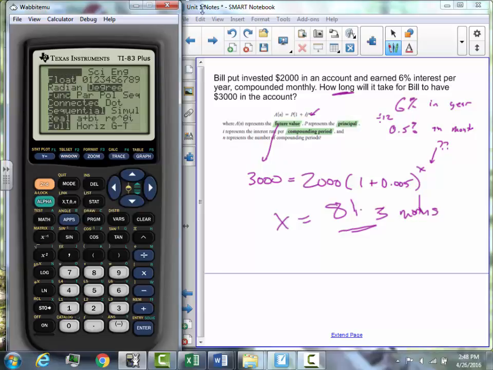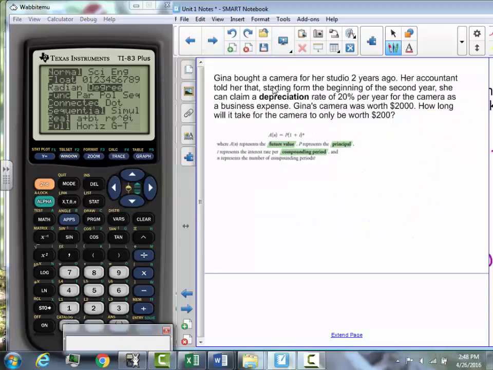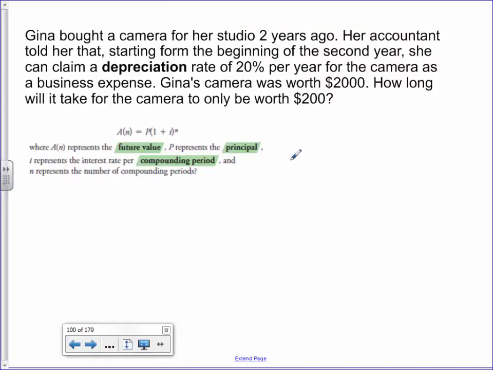Okay, let's do one last example, then we'll call it a day. You guys ready? Gina buys a camera 2 years ago. Her accountant told her that starting from the beginning of her second year, she can claim a depreciation rate of 20% per year. Do you guys know what depreciation means? It goes down, yeah. When things depreciate, they lose their value. For example, cars typically lose their value over time unless it's a classic car.